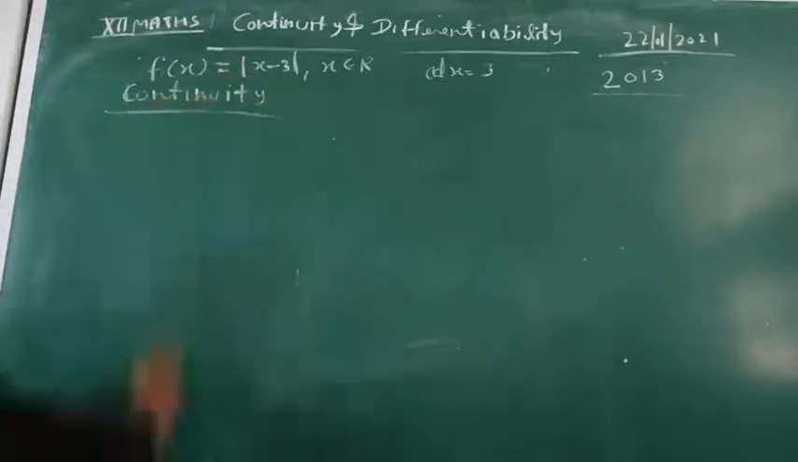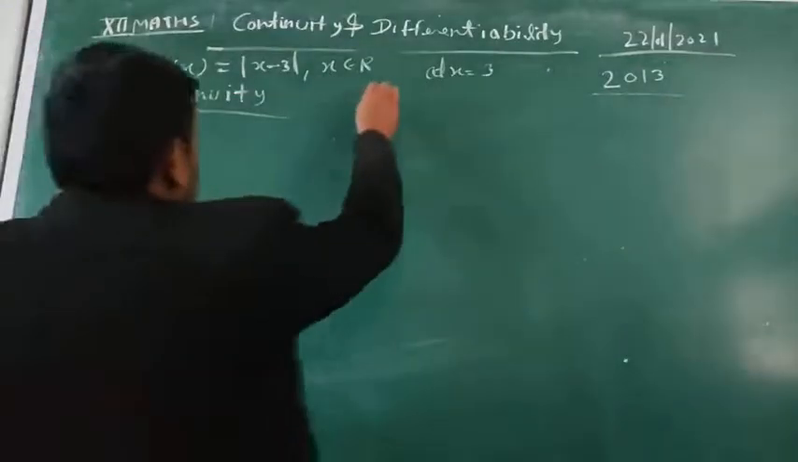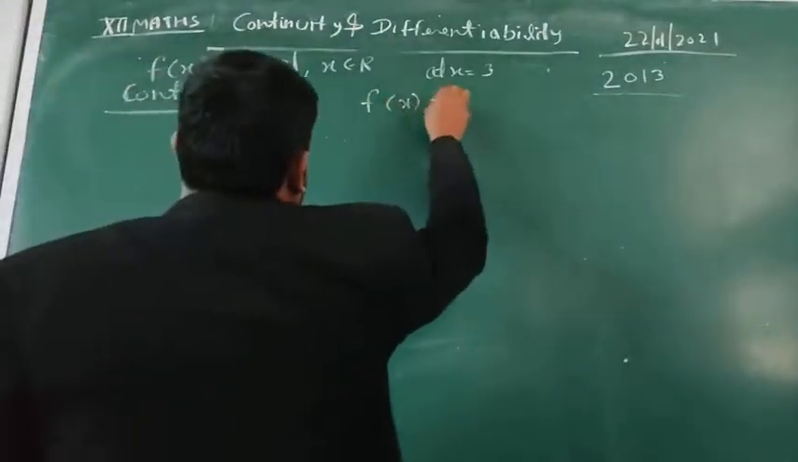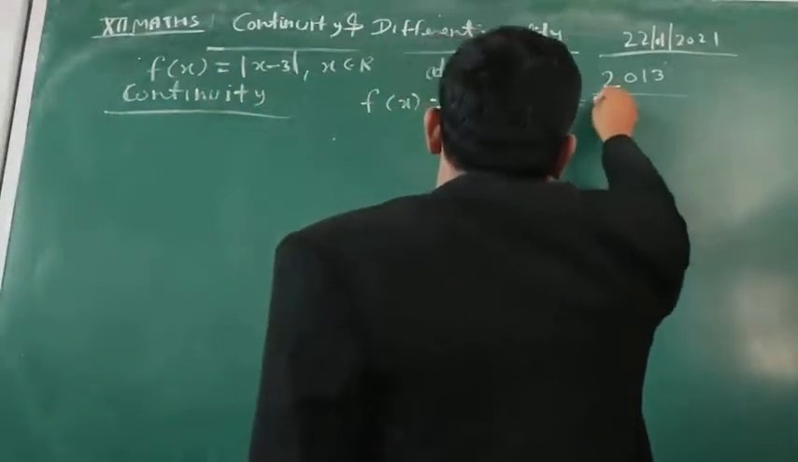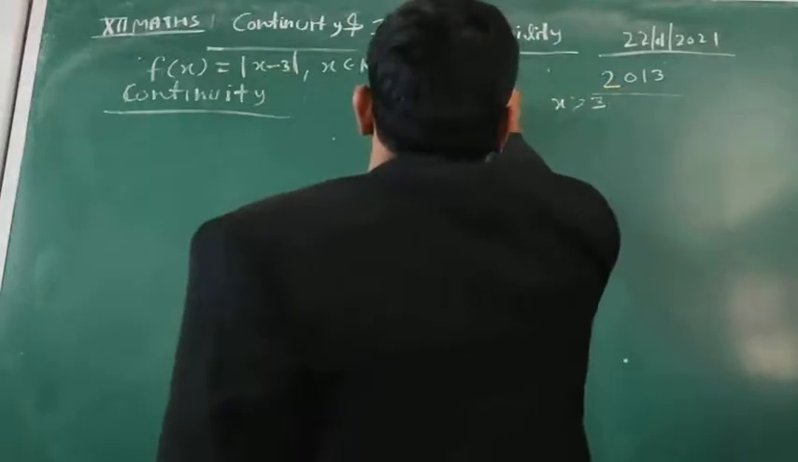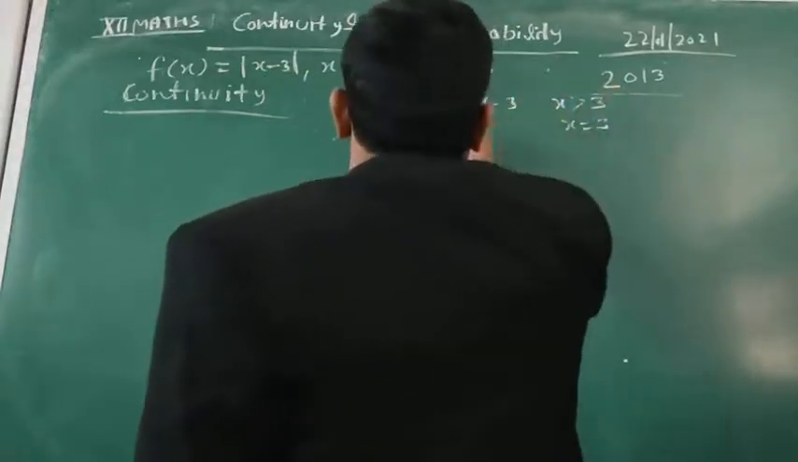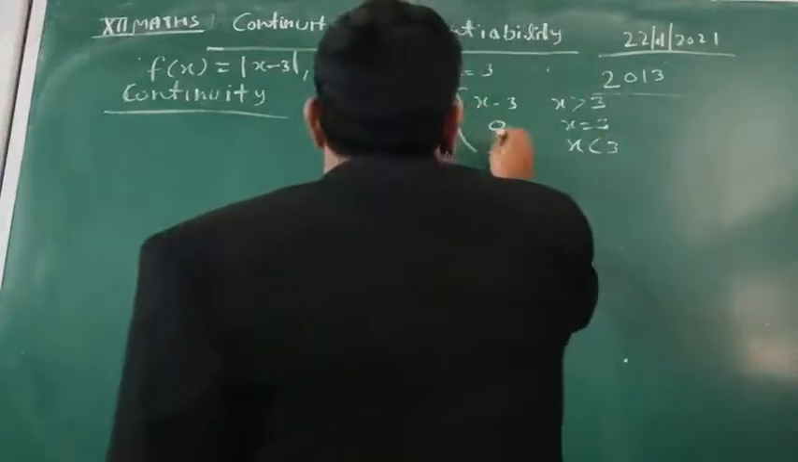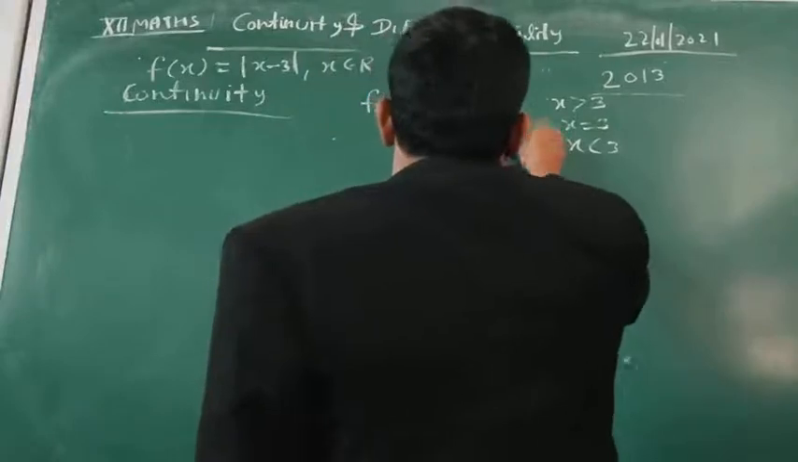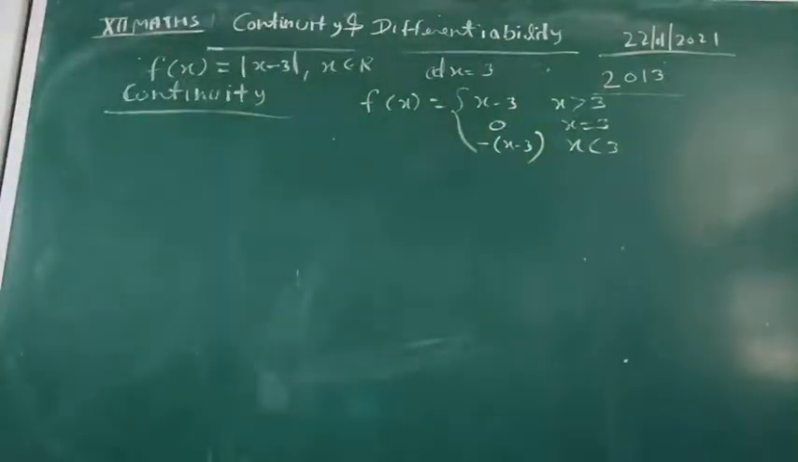Okay students, so first of all we will check the continuity, that the function is continuous or not. First student, we break this function f x. If x is greater than 3, it will be x minus 3. If x is equal to 3, we are getting 0. If x is less than 3, we are getting minus of x minus 3. So the function is written in this form student.